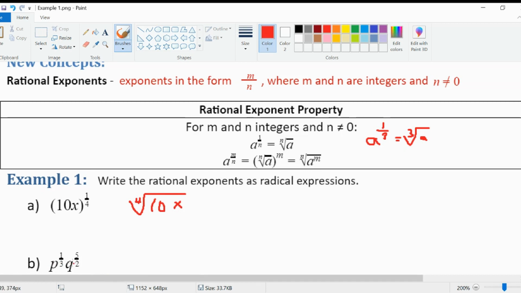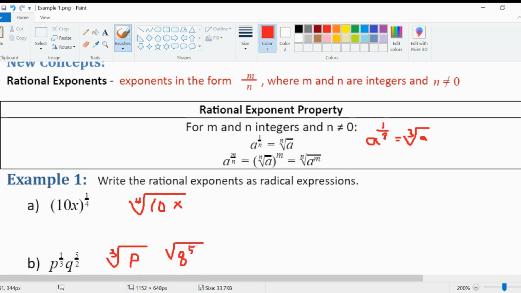Part 2, we've got two separate powers. We've got p to the exponent of 1/3, and q to the exponent of 5 over 2. So p to the 1/3 is going to be an index of 3, so I'm taking the 3rd root of p. And I've got q to the 5/2. Since I've got a 2 in my denominator, this is going to be a square root, which we don't need to write the 2 in there. So this would just be the square root of q to the 5th.